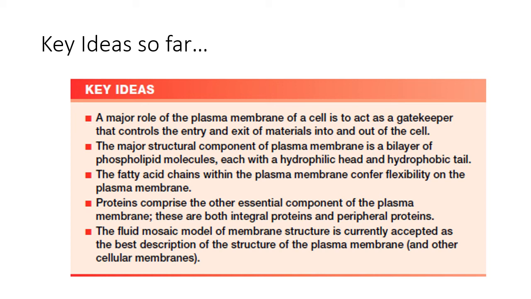The fatty acid chains within the plasma membrane have flexibility, so they enable the plasma membrane to be quite flexible. Proteins are an essential component of the plasma membrane. We may have integral proteins, which include transmembrane proteins, and we may also have peripheral proteins. The fluid mosaic model of membrane structure is currently accepted as the best description of the structure of the plasma membrane.